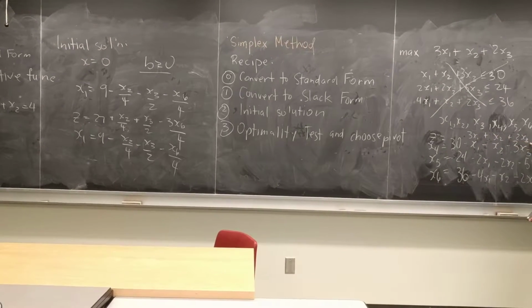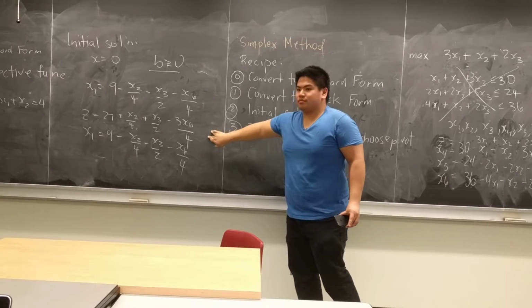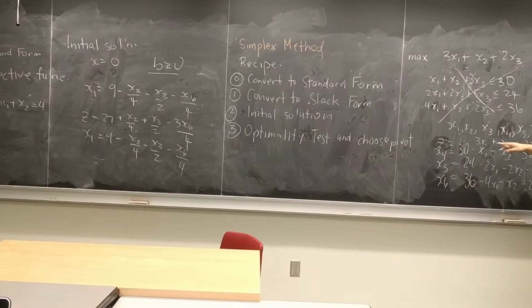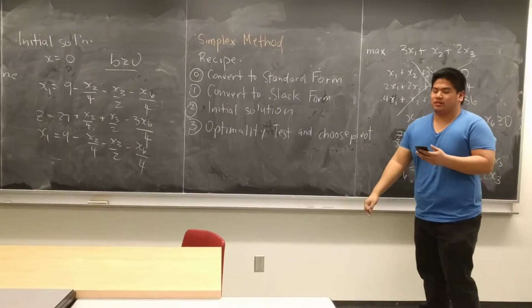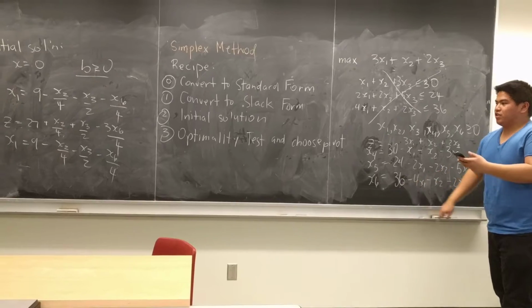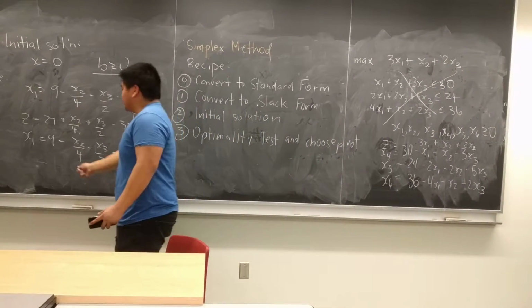3x1 plus x2 plus 2x3. Oh, so we subbed in. Right, so this is our new z. We just subbed in the old z, which is equal to 3x1 plus x2, and we just rearranged and we got that. So we do this for every single slack variable, and you'll get a bunch of new values, right? I won't write them down, so on like the slides.